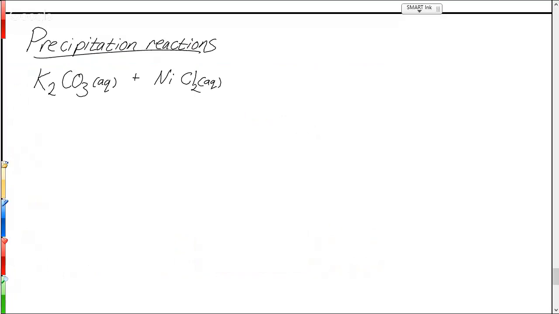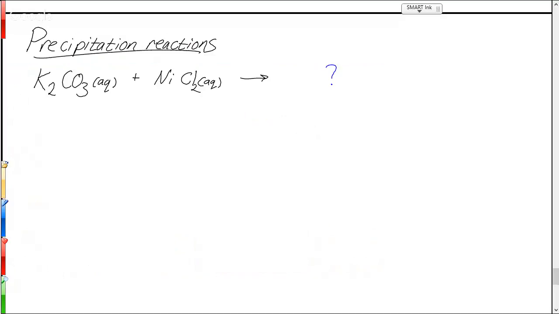Potassium carbonate and nickel 2 chloride. So we're going to react these two and figure out what the products are and figure out whether or not there's a precipitate formed. So how do you figure out what the products are in a reaction like this?